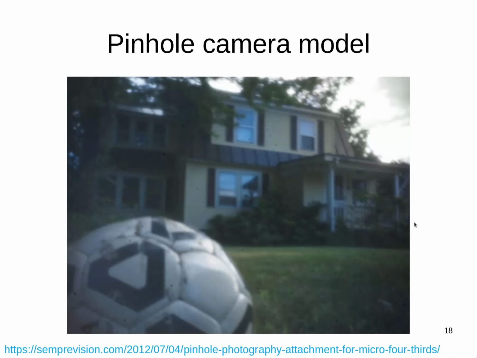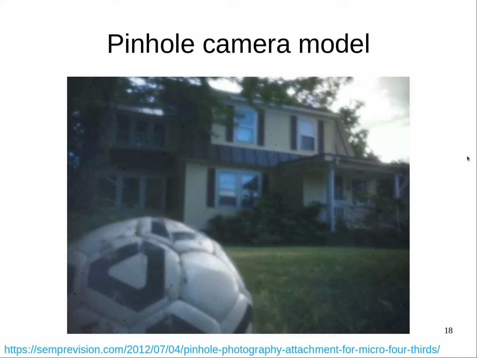If you make it too large, then things start to become blurry because more than one ray of light hits the image at 1 pixel. But also if you make the hole too small, then not enough light hits the image sensor and the image becomes dark. So it's always a compromise between a too dark image and a too blurry image. And this is like one compromise which you see here.